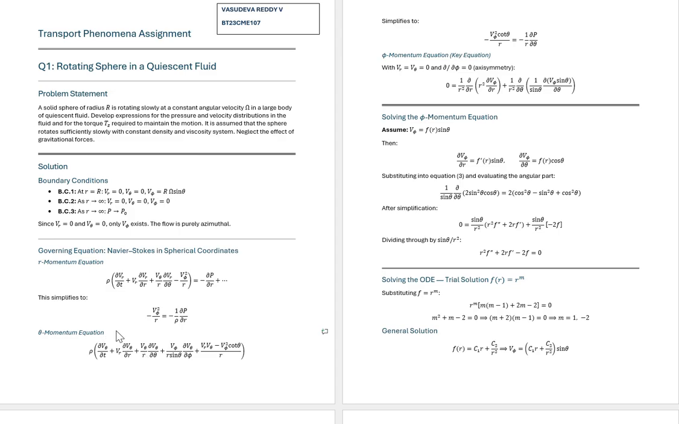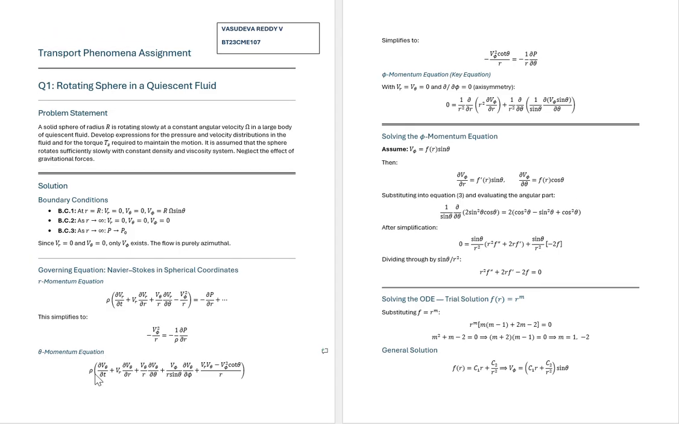Similarly, coming to the theta momentum equation, dV theta by dt is equal to 0 as the system is at steady state. Similarly, V theta is equal to 0, so this is also 0, this is also 0, and this is also 0, so only this term remains, and this simplifies to this. And the phi momentum equation, with Vr equal to V theta equal to 0 and d by d phi equal to 0 because of axisymmetry, simplifies to this form.